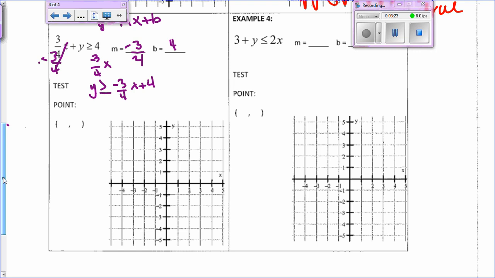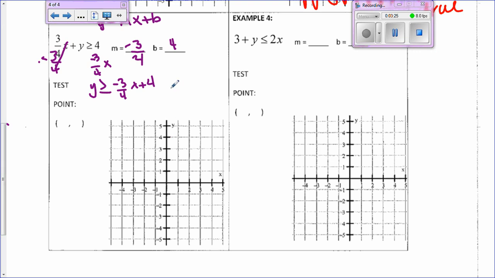Okay. So the next thing that we need to do when we're graphing inequalities, now that we put it in the y equals mx plus b format and wrote down our slope and our y-intercept, is put our points on our graph. The very first point is going to be our y-intercept. So I want you guys to look here. The y-intercept is 4, so go ahead and put it down right here. The 4 is perfect.